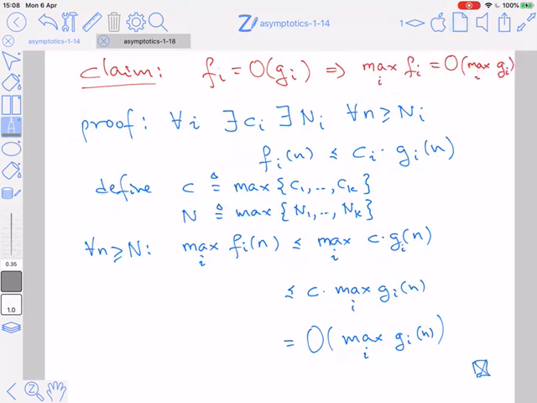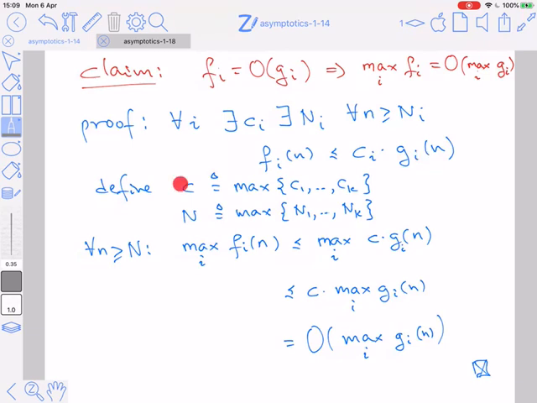Okay, so now let's prove the claim. Suppose that fi is big O of gi. I want to prove that the new function, which is the maximum over all the fi's, is big O of the new function, which is the maximum over all the i's of gi. Since fi is big O of gi, I know that for every i there exists a positive constant ci and a natural number capital Ni, such that for every lowercase n greater than or equal to uppercase Ni, fi of n is less than or equal to ci times gi of n.